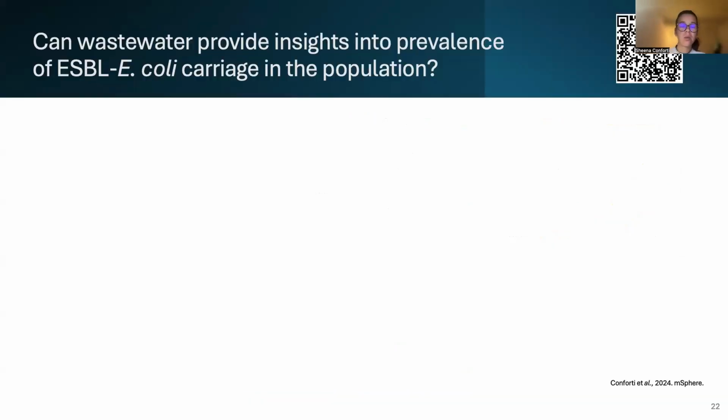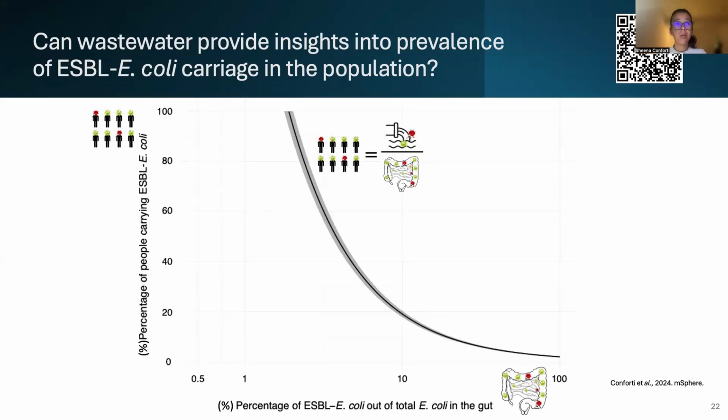Another question that we could address from wastewater surveillance in Switzerland was to try to understand if wastewater can provide insights into the prevalence of ESBL carriage in the population. And so, in other words, can we estimate the number of people that carry ESBL E. coli in Switzerland, starting from a percentage that we observe in wastewater?